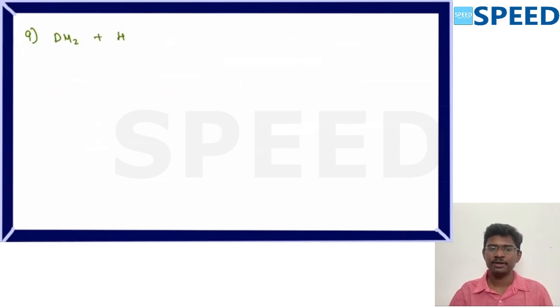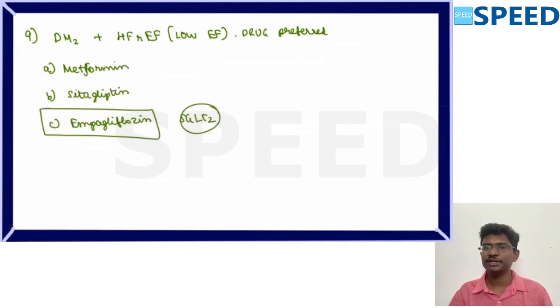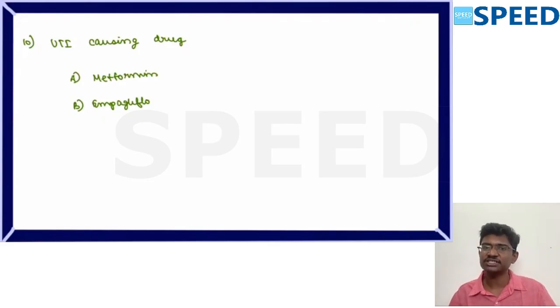So the answer is B. Next, two questions they have asked regarding SGLT2 inhibitors. One is diabetes with heart failure with reduced ejection fraction. Obviously, the drug preferred will be your SGLT2 inhibitor, which is empagliflozin. And you should also remember, even in heart failure with preserved ejection fraction, normal EF, as well as mildly reduced ejection fraction, in all these heart failures, the drug of choice, as per recent ACC guidelines, is your SGLT2 inhibitors.